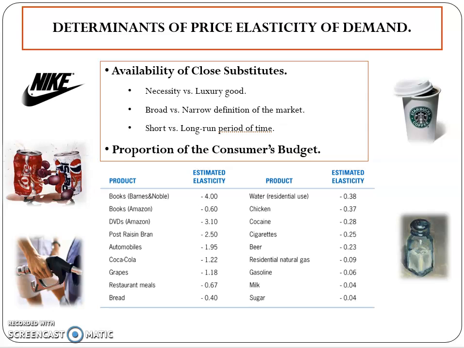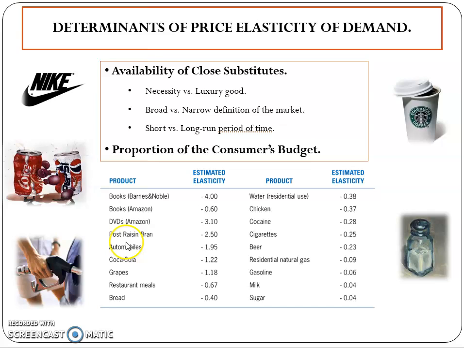Now let's use some real-world elasticity coefficients to understand these determinants more. Take a look at books. If Barnes & Noble is selling books, they have a very responsive consumer, elasticity of 4, whereas Amazon, selling presumably the same books, has a much less responsive consumer, elasticity coefficient of 0.6. This difference could be in part explained by there being more substitutes for Barnes & Noble than there are for Amazon.